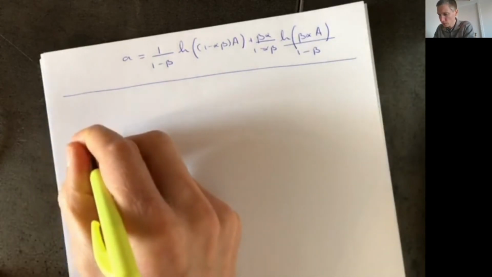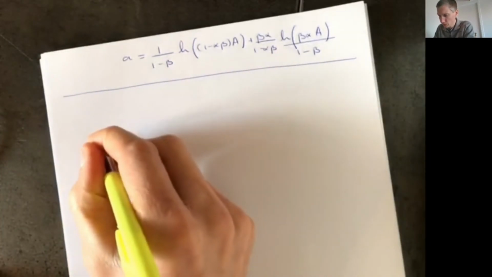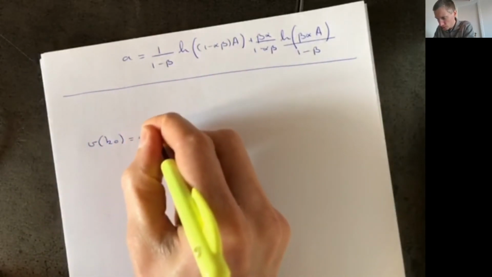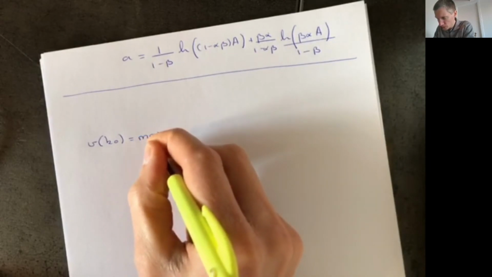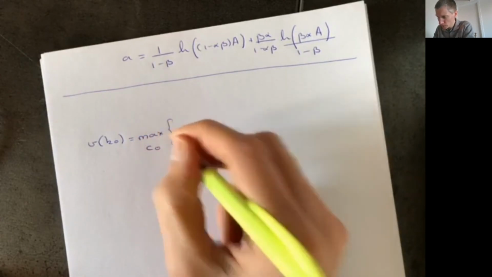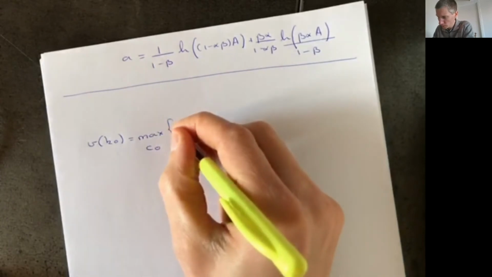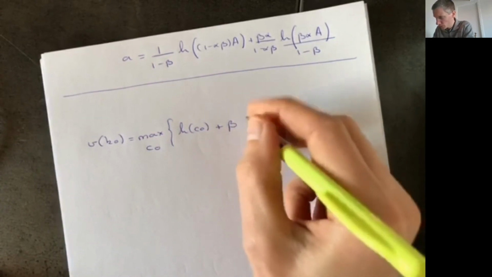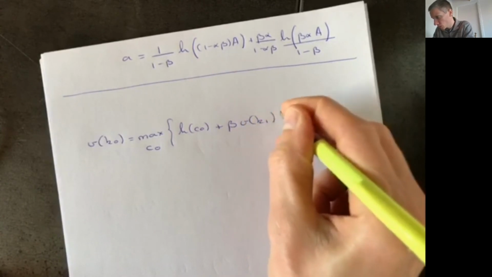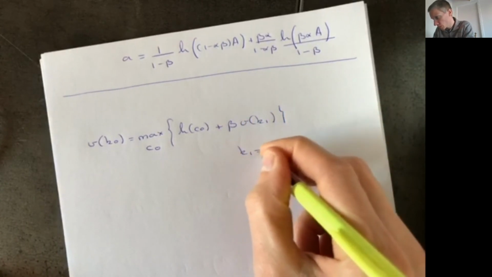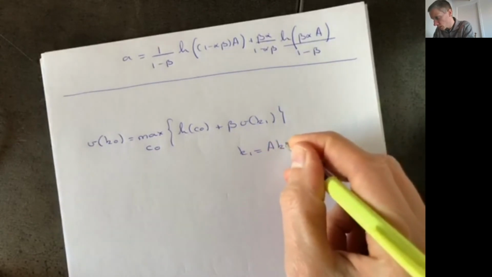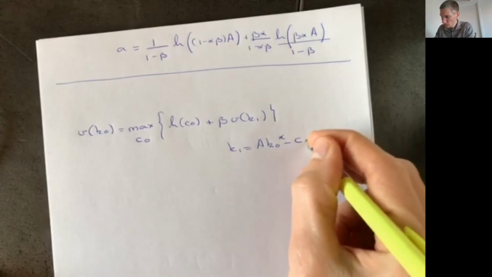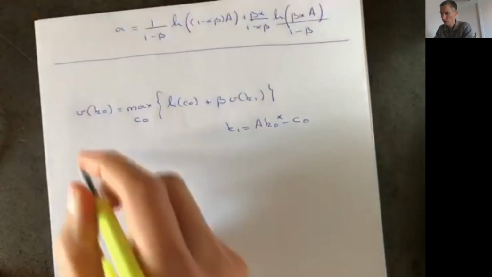Okay, so let's return to the Bellman equation. V of k0 is equal to maximize over c0 of ln c0 plus beta V of k1, subject to k1 is equal to a k0 to the power alpha minus c0. Okay.